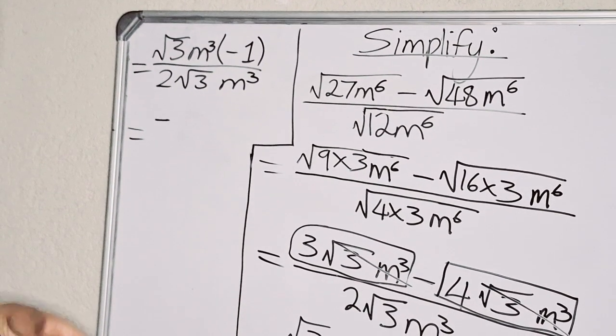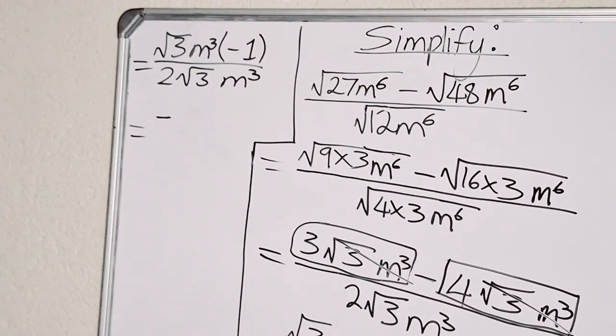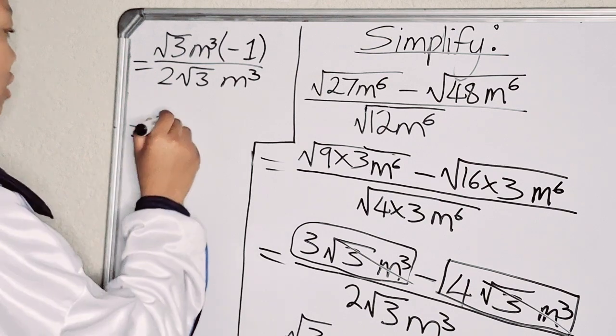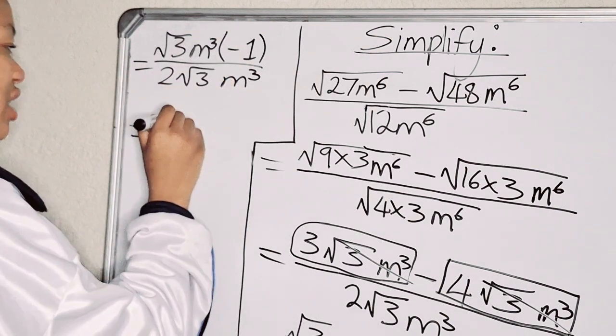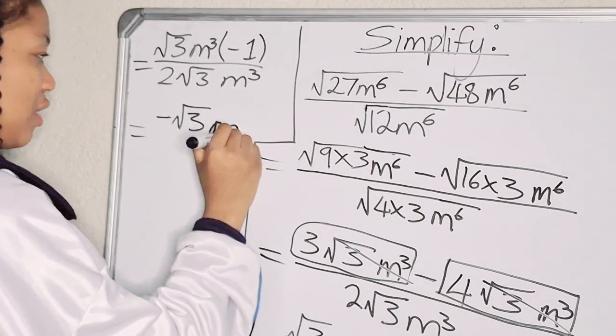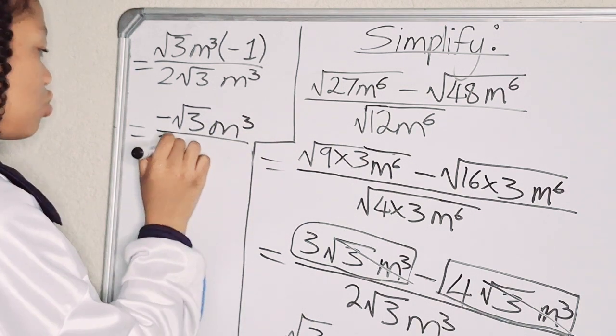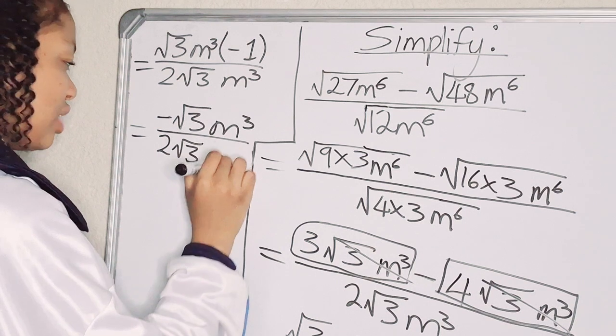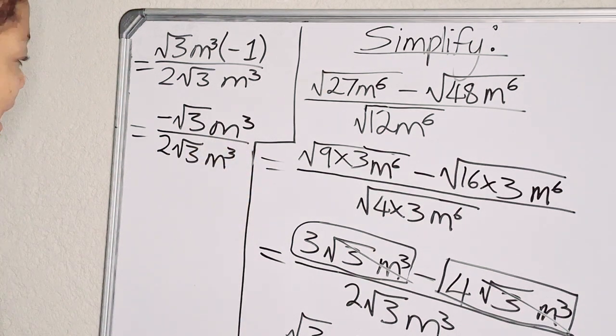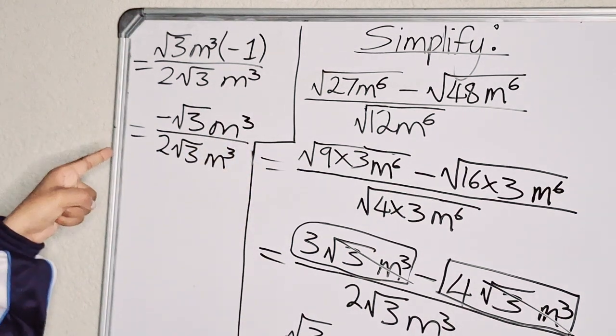Anything when you multiply by 1, it just remains as that number. It doesn't change. Okay? So square root of 3 m to the power of 3 times 1, it will just be square root of 3 m to the power of 3. It won't change. Just like that. Then you come off as 2 square root of 3, then m to the power of 3. And then that common factor.